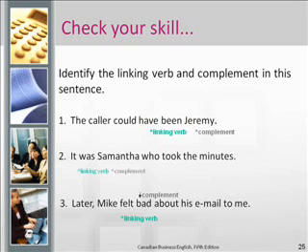I hope this PowerPoint presentation has been helpful for you to understand the differences between action verbs and linking verbs, and also to understand that action verbs can be both transitive and intransitive.